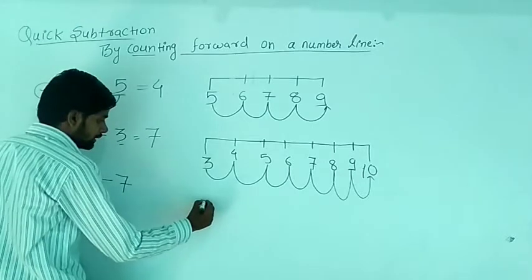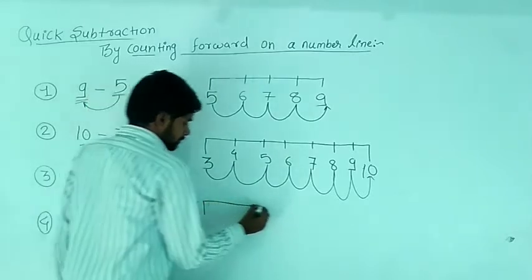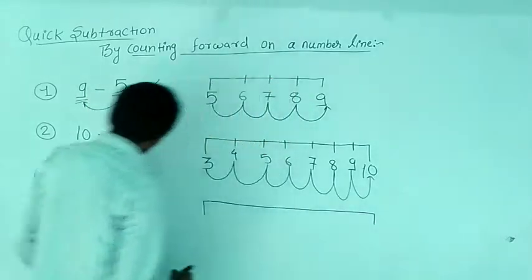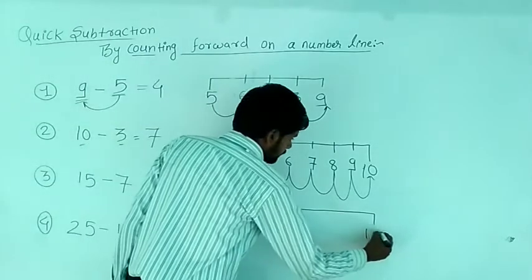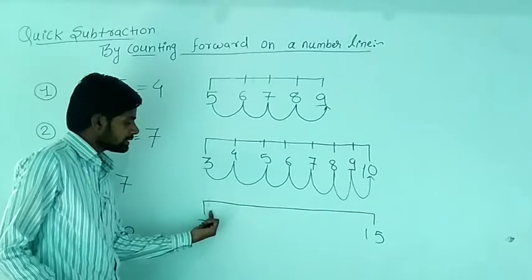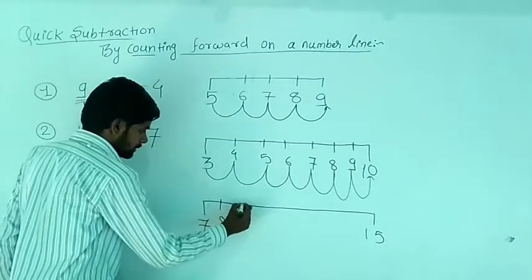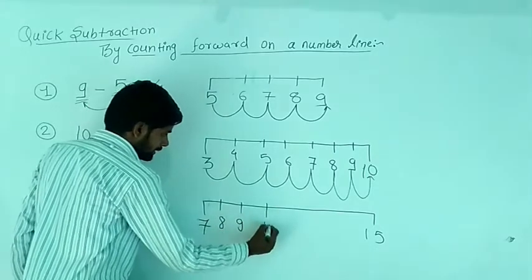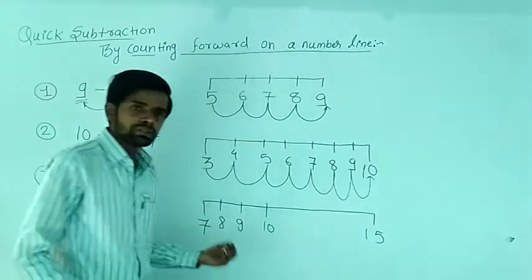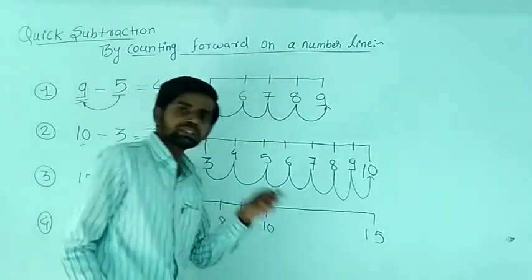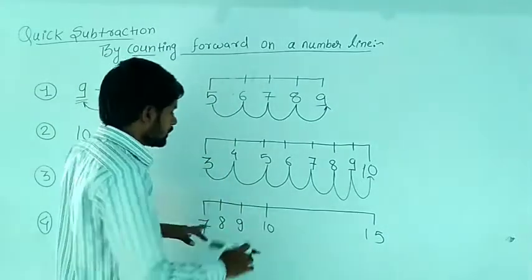So let's draw a number line. Okay, here will be 7 and the last number is 15. Okay, so I'm writing 7, then 8, 9 and then 10. Okay, I'm not writing the numbers between 10 and 15 because we know that the difference between 10 and 15 is 5. हमको पहले से पता है कि 10 और 15 के बीच में 5 का डिफरेंस है, so there is no need to write the numbers.